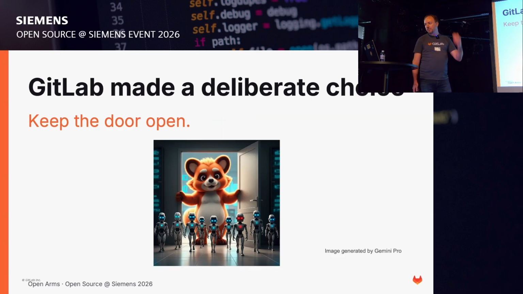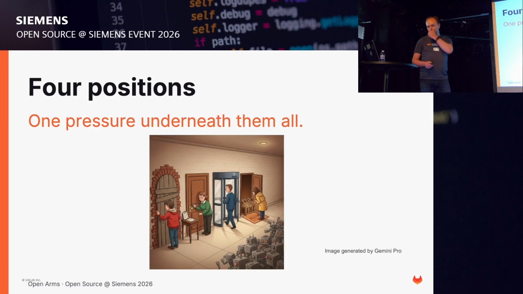So at GitLab, we made a deliberate choice, not just to allow contributions, but to actively open the door to them. And over the next little while, I'll talk about exactly what that means and how we did that, talking about some of the contribution pathways that we've enabled that explicitly enable AI, and how we're even equipping our contributors with those tools to actually go and make those contributions.